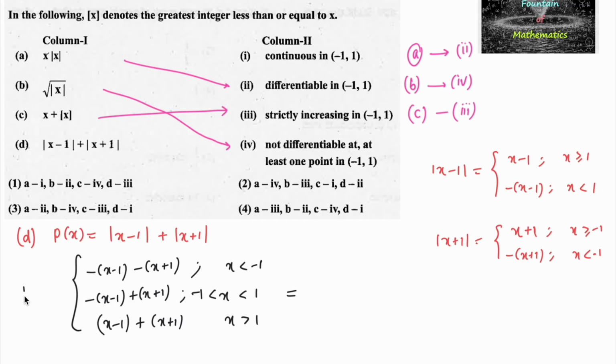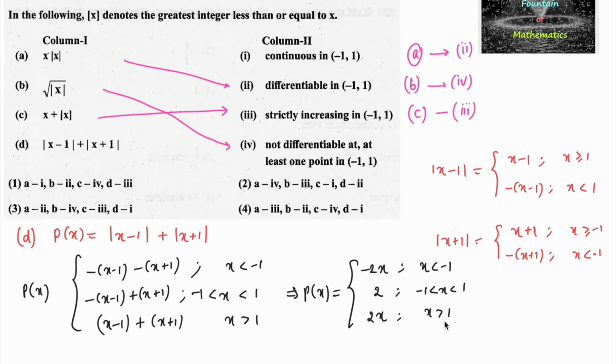So we can also write the function. Negative x, that is minus 2x, and plus 1 and minus 1 get cancelled for the interval x less than minus 1. Here negative x and positive x get cancelled, and plus 1 plus 1 is 2, a constant for x between minus 1 and plus 1. And for x greater than 1 we can write 2x.